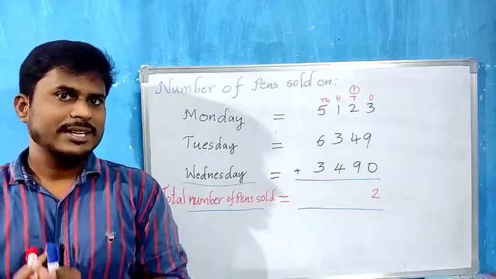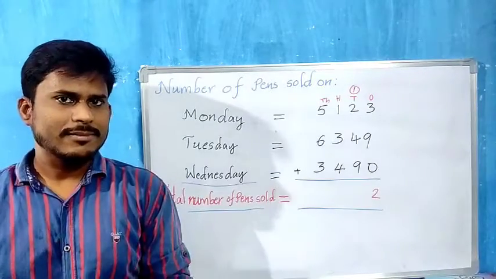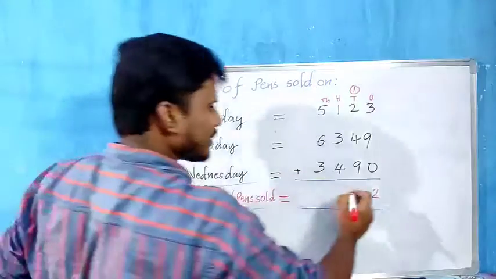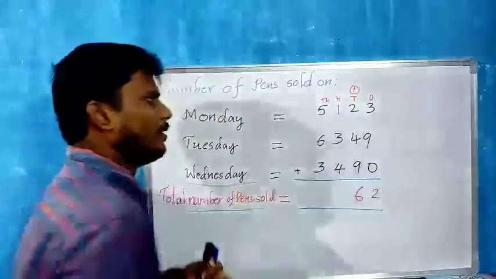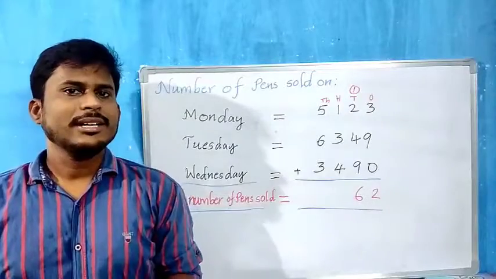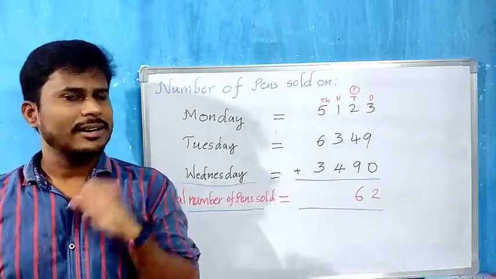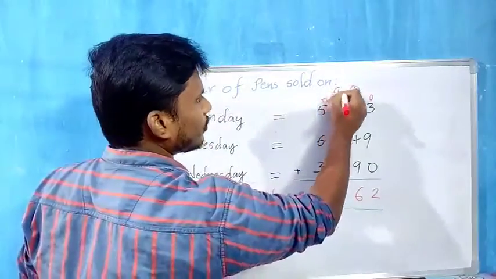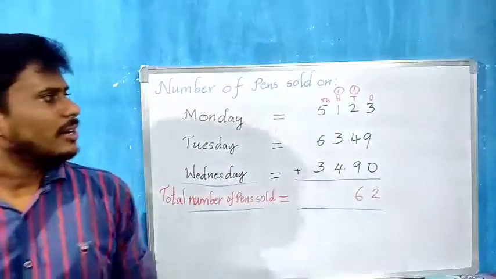16 tens. 16 tens, how do we write? 6 tens plus 10 tens. Now let us write the 6 tens here. Now what about 10 tens, children? 10 tens equal 100. So that 100 let us place in the hundreds column. Okay, children. Now start adding.